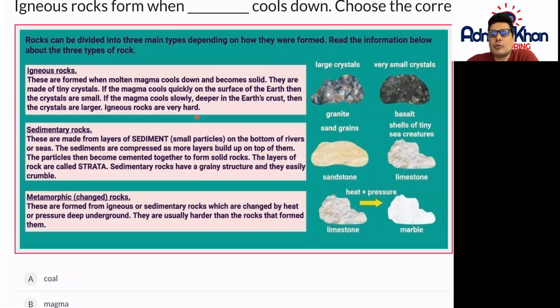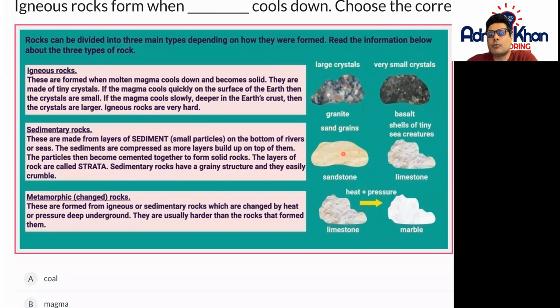And sedimentary rocks are made from layers of sediment, small particles and layers of sand and dust on the bottom of the rivers or seas. The sediments are compressed as more layers build up on top of them. The particles then become cemented together to form solid rocks. The layers of rock are called strata, and sedimentary rocks have a grainy substructure and they easily crumble.